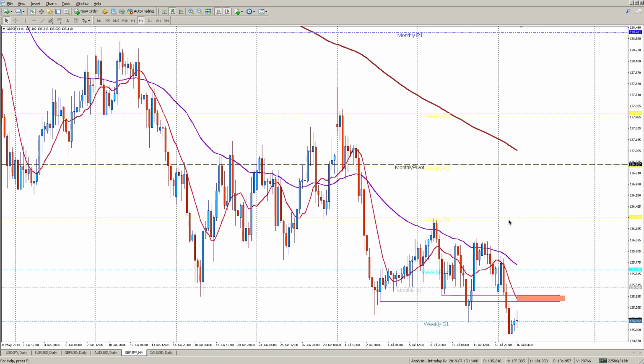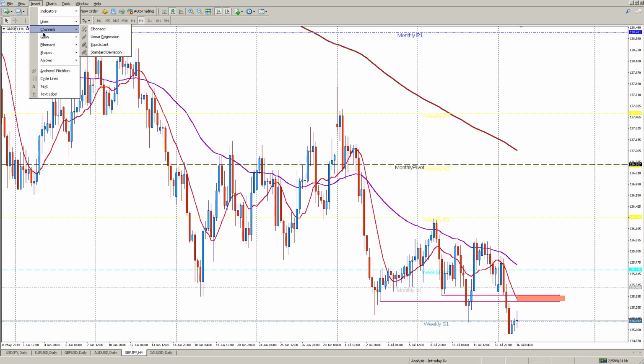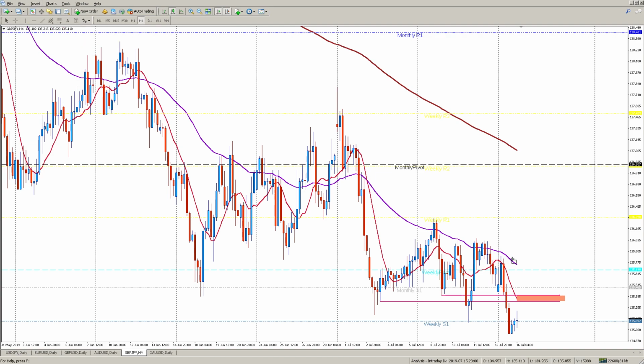Let me make this smaller again, and place our stop above this weekly pivot at 135.70, and the 4-hour 55 EMA is at 135.75. So place our stop above here. So that's about a 40 pip stop loss.